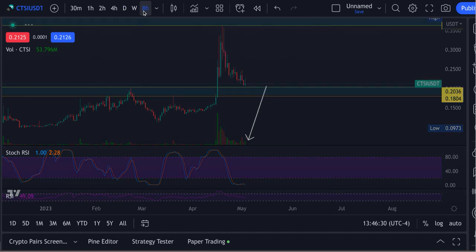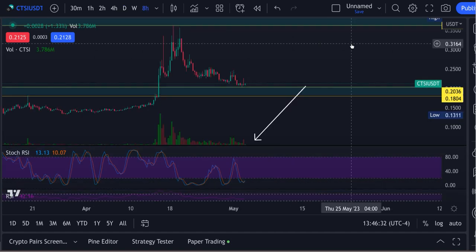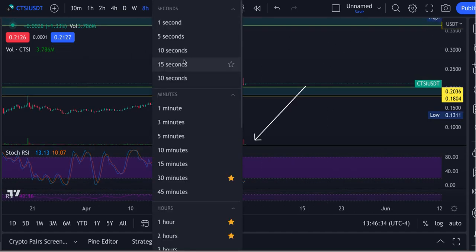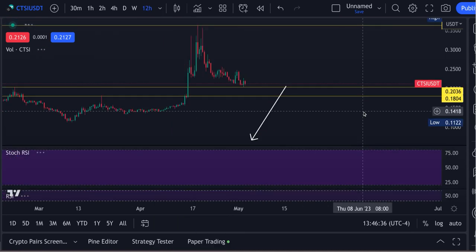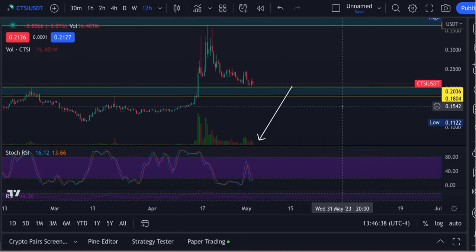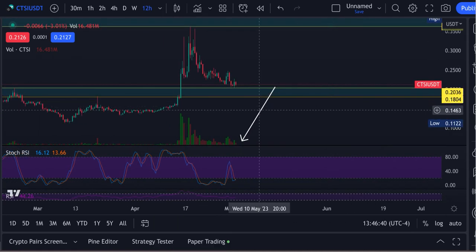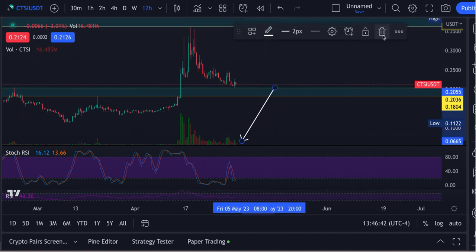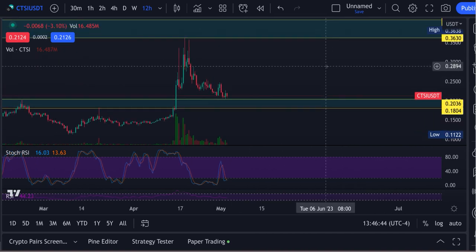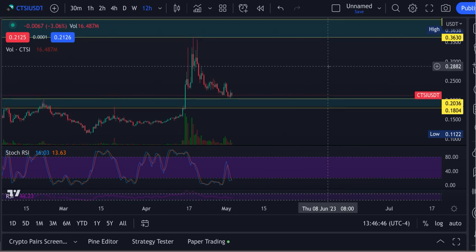If we go out to the 8-hour, the 8-hour is just turning up, which is great. Let's look at the 12. And the 12 was just turning up. So this coin looks like it's possibly ready to bounce. Nothing's guaranteed, obviously, but the thing is looking really good.